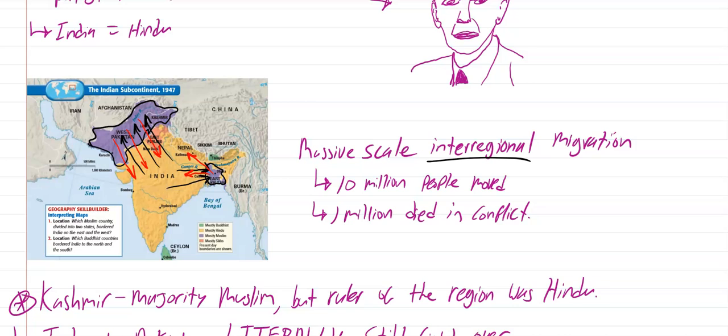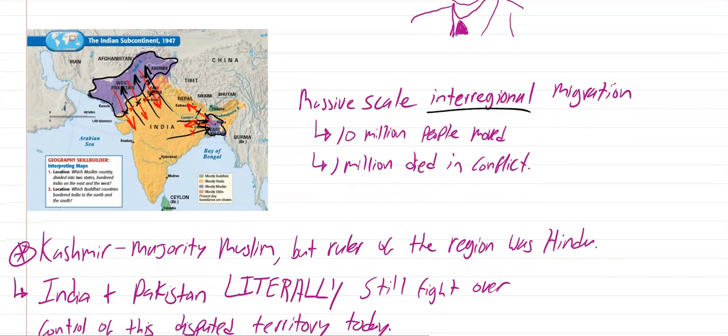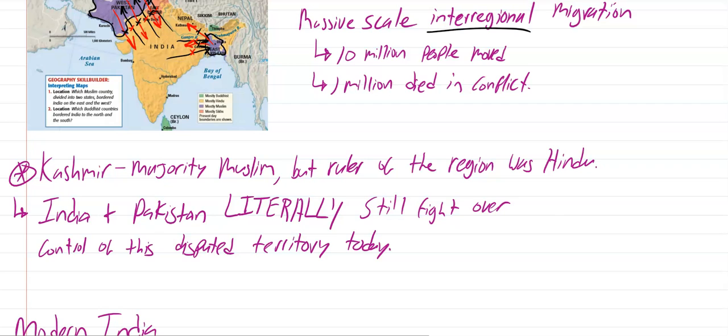As they intersected with one another, you can imagine that there would be fighting, and many people lost their lives. Even Gandhi made the point to say that he doesn't see anything worth celebrating. He sees only bloodshed, rivers of blood, or whatever it was he mentioned. We talked about this in an earlier video. About 10 million people moved, and about 1 million people died in the conflicts.